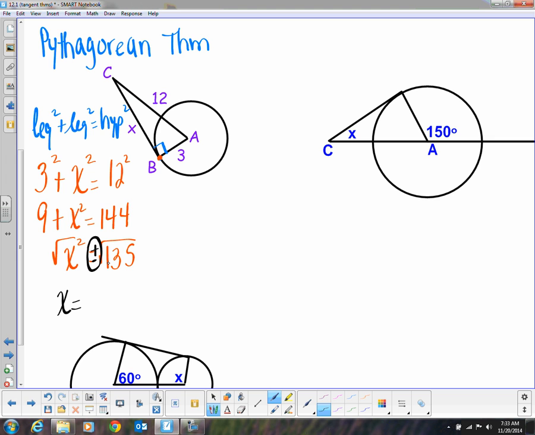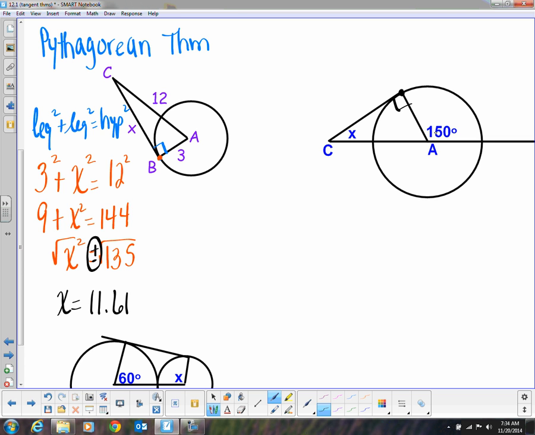What is the square root of 135? 9? It's 11 point something. Okay, so notice x is inside, it's not on the side. Do you see a radius and a tangent touching on the circle? What is this relationship? 90. That is the most important piece you take away from this section.